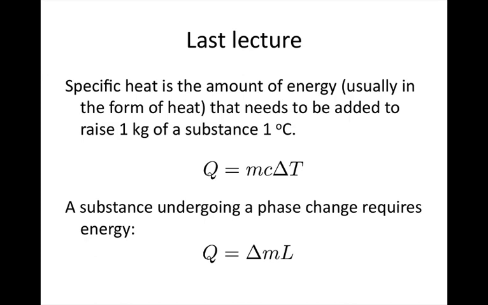We also considered phase transitions. When a substance undergoes a phase change, this requires energy, and the amount of energy required is equal to the change in mass, the change in mass of the substance at one particular phase, times L, which is the latent heat, which you will be given. The overall mass is not changing. It's just that if you're melting ice, for example, the mass of the ice does change as the ice becomes water. You can look up the latent heat in a table.